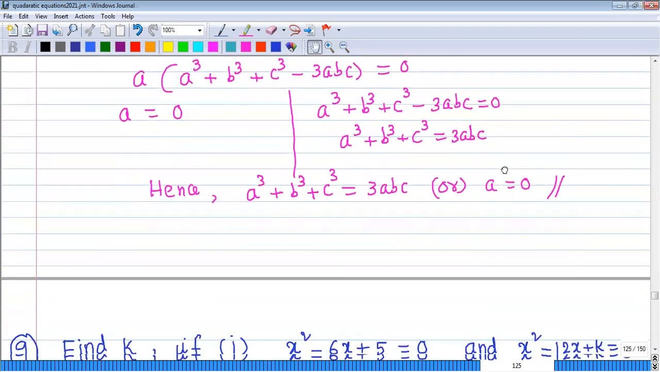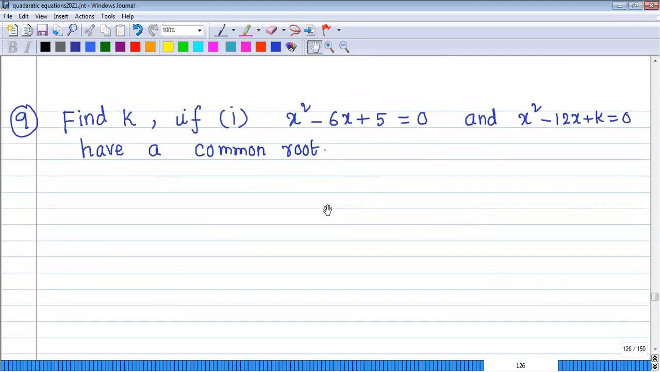Okay, sir. Right. So now if these two equations have a common root, then we need to find the k value. We know that if a1x square plus b1x plus c1 is equal to 0 and a2x square plus b2x plus c2 is equal to 0 have a common root, then the condition is (c1a2 minus c2a1) whole square is equal to (a1b2 minus a2b1) into (b1c2 minus b2c1).